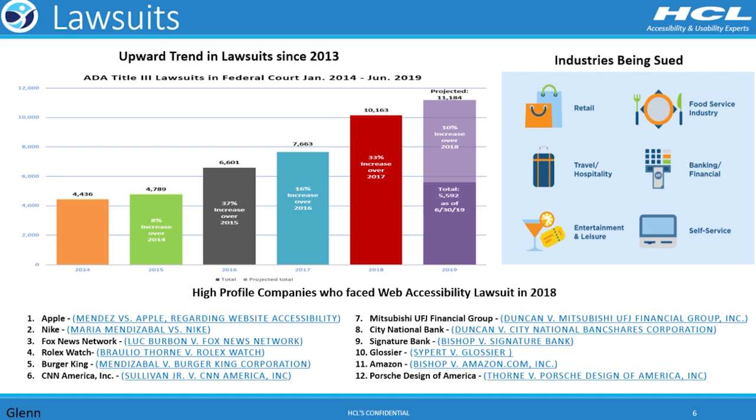There's a lot of big publicity about some of the lawsuits. You've probably all heard about the Domino's fiasco. Domino's basically figured it's cheaper and more cost effective to take this to the Supreme Court than to fix their website.